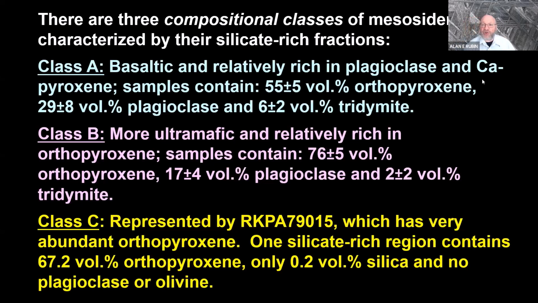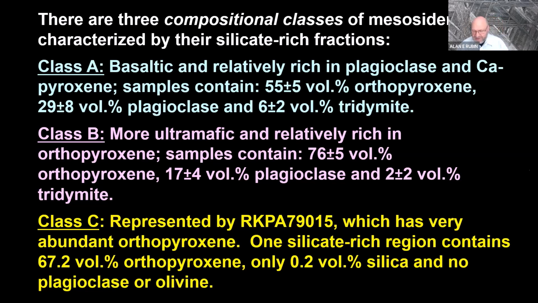There are 3 compositional classes of mesosiderites. There's the class A mesosiderites, which are relatively rich in plagioclase and calcium pyroxene. Samples contain about 55 volume percent orthopyroxene, 29 volume percent plagioclase, and 6 volume percent tridymite. There's the class B mesosiderites. They're more ultramafic and they're relatively rich in orthopyroxene. So they contain about 76% by volume on average of orthopyroxene, which is much more than those of class A. They contain 17 volume percent plagioclase, much less than the class A, and about 2% tridymite, again, about 3 times less than those of the class A.